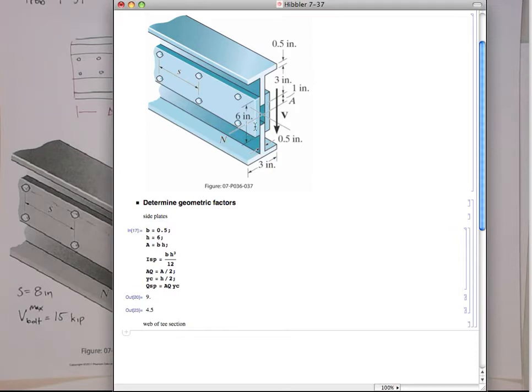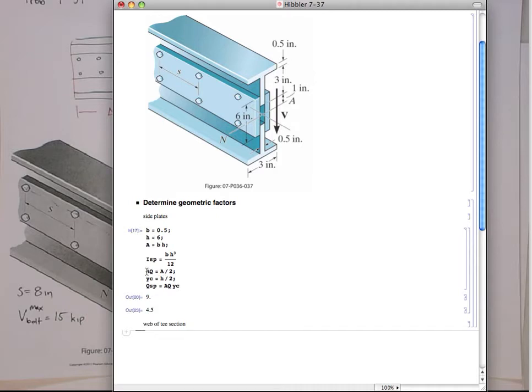And then the height is the 6 inches. So the area is just base times height. Then the I of the side plate is just 1/12 base times height cubed. I can reuse that equation, so I want to store that as I of the side. SP stands for side plate. I don't need to use parallel axis on that.